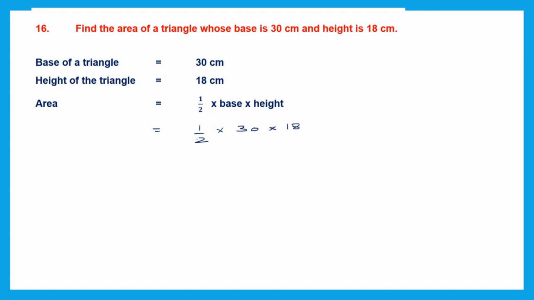Let's cancel what we can. So here we can cancel 2 and 30. So that's 15. Now we have to multiply 15 into 18. When you multiply 15 into 18, you get 270. So we have found the area. We can write it down here. Area is equal to 270 centimeters square. So this is our answer.